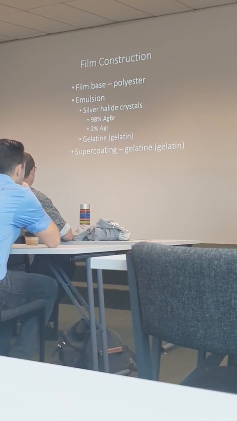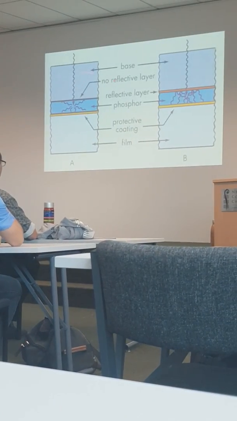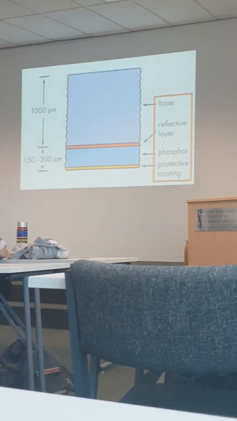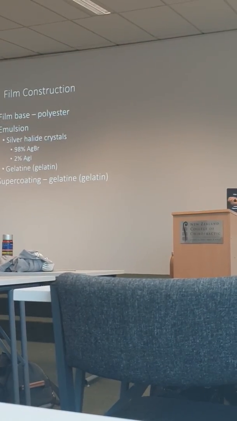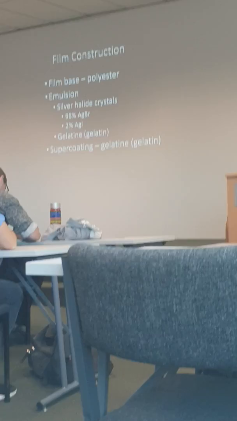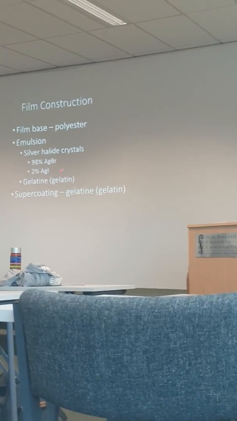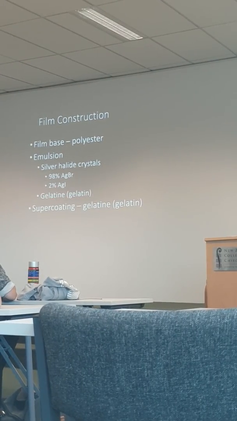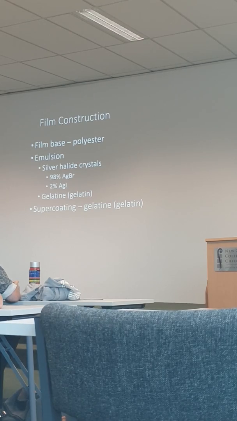Polyester, that's the word I was looking for. So the film base, similar to the intensifying screen base, is made out of polyester. The emulsion, so this is what shows the image, is made of silver halide crystals, so mostly silver bromide, but a little bit of silver iodide, and it's mixed in with gelatin just to hold it all together. You then put another super coating of gelatin on top so that again you're not going to scratch off the silver halide.